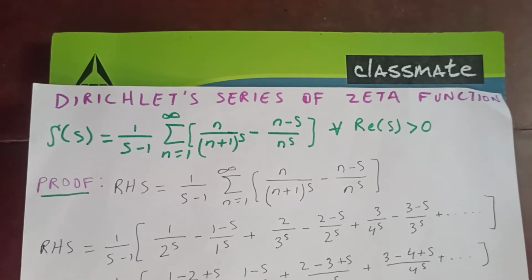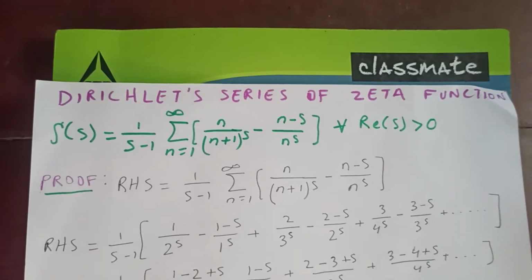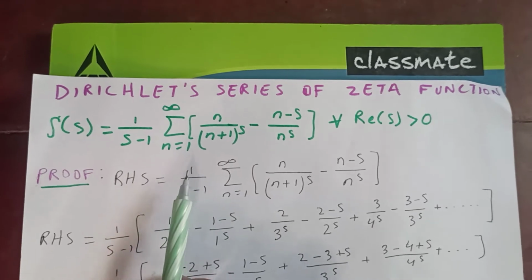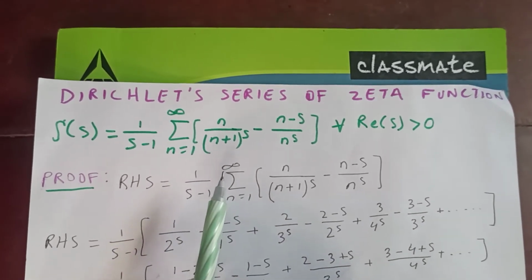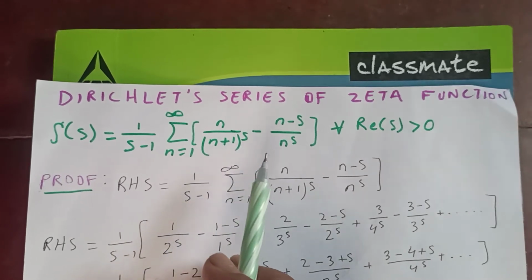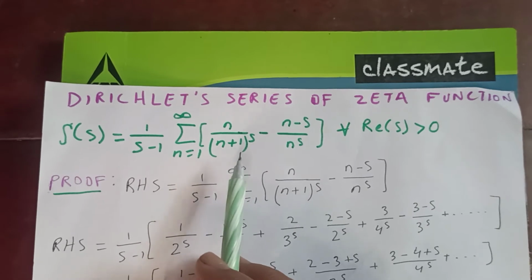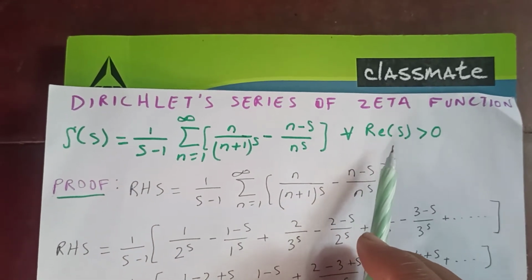Today we are going to discuss the Dirichlet series of the zeta function. So zeta of s is equal to 1 over s minus 1, sum from n equal to 1 to infinity of n over (n plus 1) to the power s minus n minus s upon n to the s. This will converge when the real part of s is greater than 0.